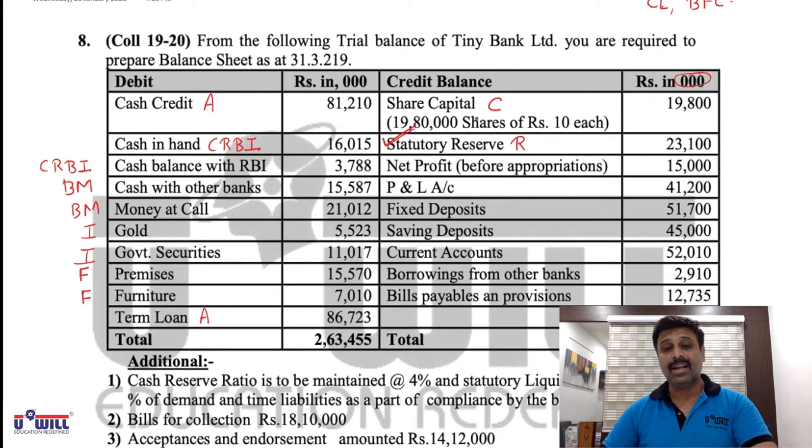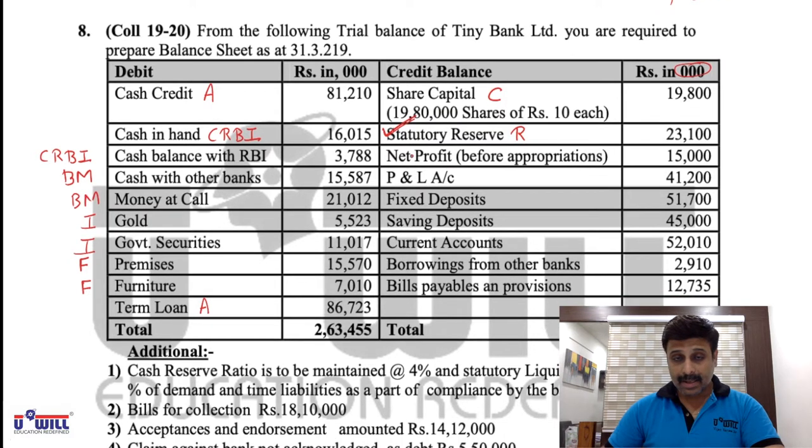It will always come in the inner column because we have to transfer 25% of the current year's profits to statutory reserve. Net profit before appropriation is 15,000. Now your P&L account is not to be made, so this net profit is directly given to you. 25% of this amount is going to be transferred to statutory reserve, and the remaining amount we will add in the profit and loss balance, and then both of them will again come in reserves and surplus.